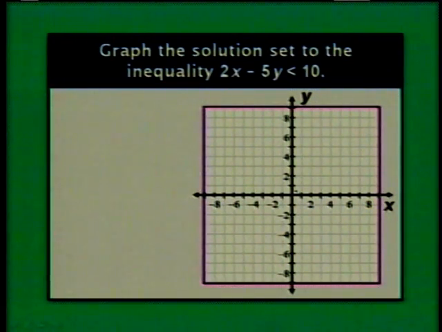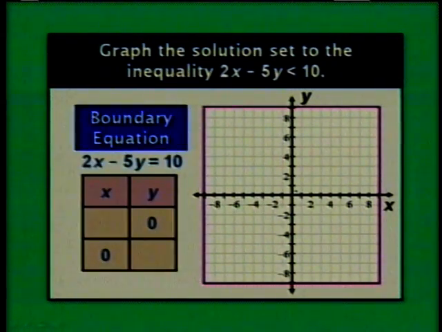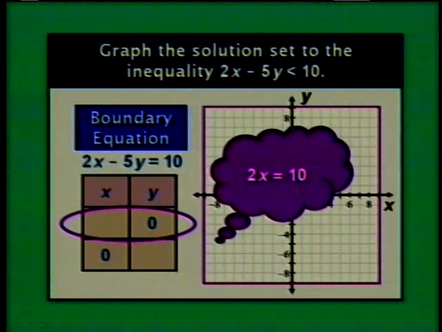I am looking at this boundary equation, 2x minus 5y equals 10, and I'm thinking to myself, you know what? I can find the x and y intercepts really easily in my head. The x-intercept is the point where y is 0. In my boundary equation, if I replace y with 0, I'm just left with 2x equals 10. I can solve that in my head. x is 5. So the x-intercept is the point (5, 0).